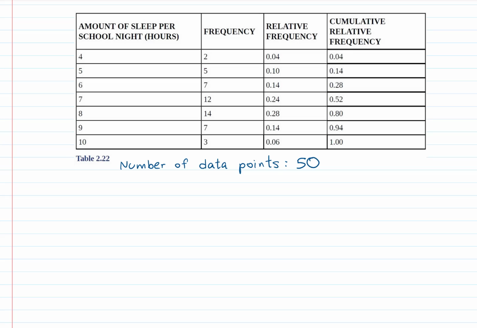What did we say the median was? When there's an even number of data points, the median is the average of the middle 2, right? So in this case, the median will be the average of the 25th and 26th data points, okay? The median, which is also called the second quartile, is the average of the 25th and 26th data points.